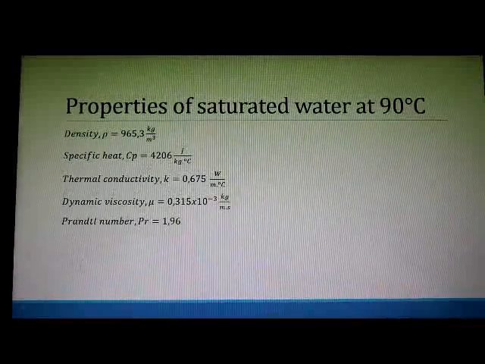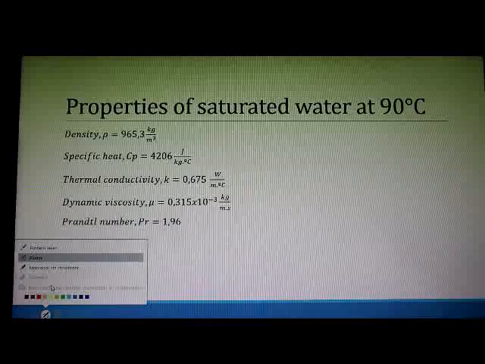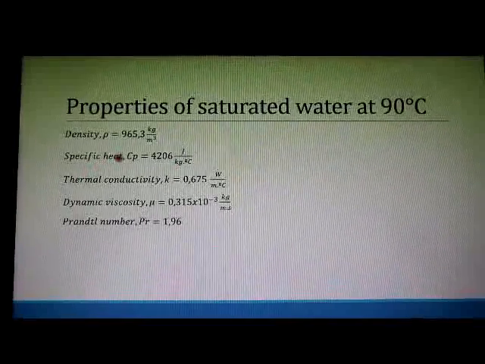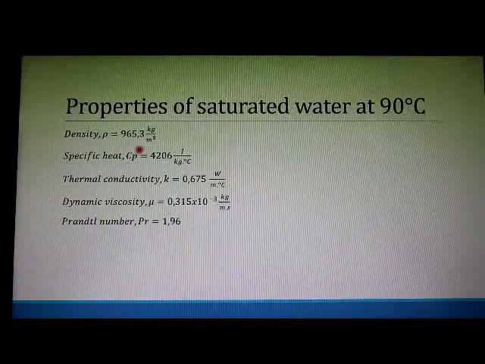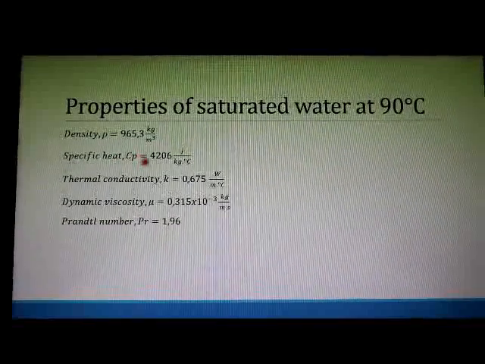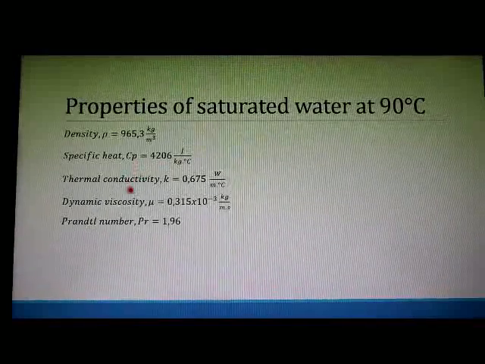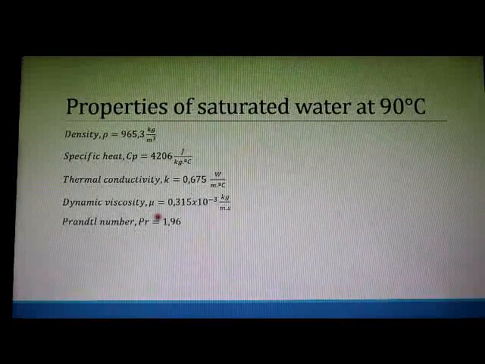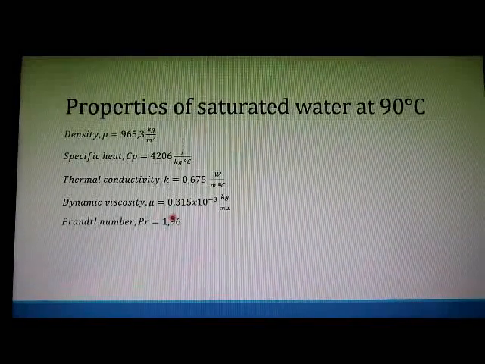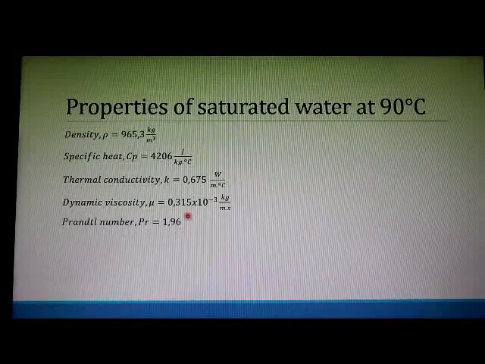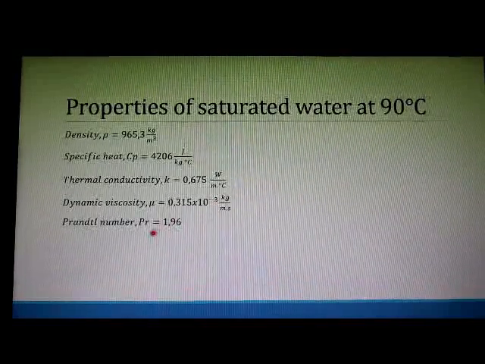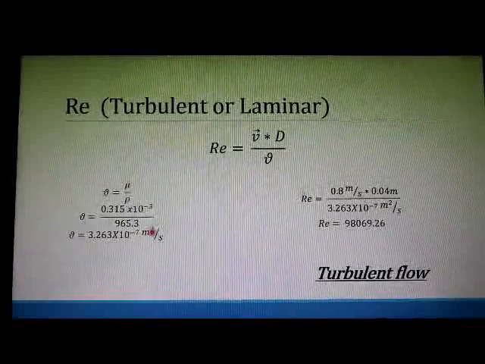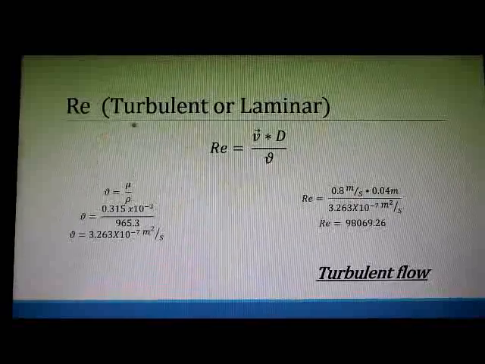Then we have properties of the hot water at 90 Celsius. Density is 965.3. Specific heat is 4206. Thermal conductivity is 0.675. The dynamic viscosity is 0.315 times 10 to the minus 3, and Prandtl number is 1.96.